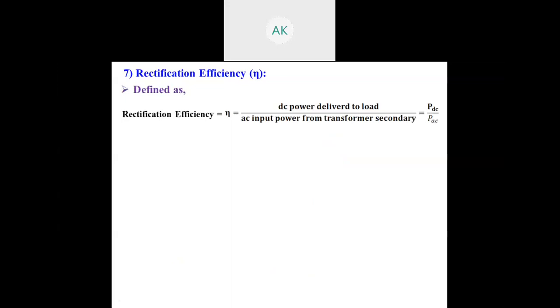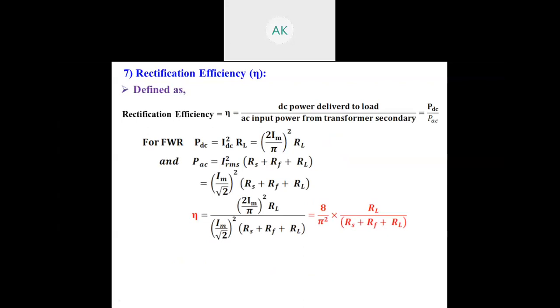The efficiency of the full wave rectifier is given as PDC divided by PAC. We know that the power can be related in terms of current and the load, which is IDC squared into RL, and we simply plug in the value of IDC. PAC is the RMS current through the load squared into the resistance offered by that branch, which is RS plus RF plus RL. Finally, we have the efficiency of the full wave rectifier as 8 divided by pi square into RL divided by RS plus RF plus RL.